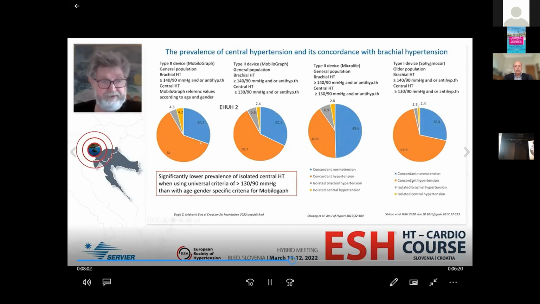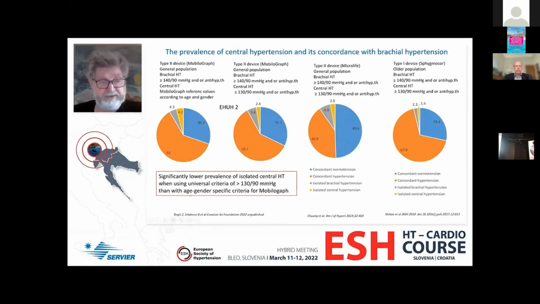So we found here a significantly lower prevalence of isolated central hypertension when we used the universal criteria of 130/90, than when we use age and gender specific criteria for mobilograph. So it is important which criteria we are using. And the second observation is that a significantly higher prevalence of isolated central hypertension was obtained when using type 2 devices, regardless of whether it is microlife or mobilograph, compared to the type 1 device, which is SphygmoCor.